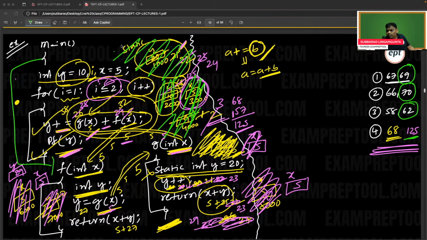Global variable lifetime is the total program. Local variable lifetime is within the function. If it is a static variable, lifetime is within the program, the total program; the static variable will be available. Static variable lifetime is total program. Local variable lifetime is within the function. Let's see, any doubts are there, anyone? Let me know.